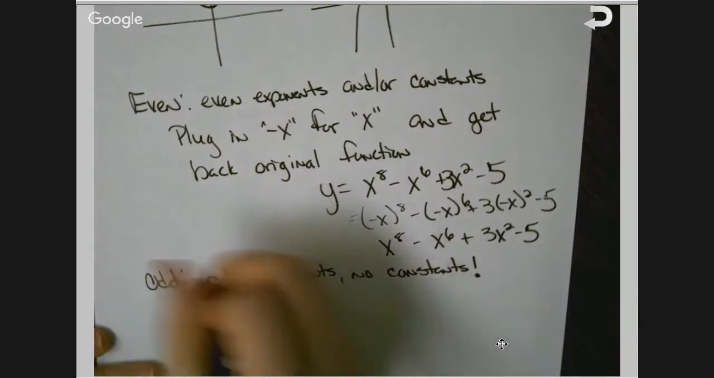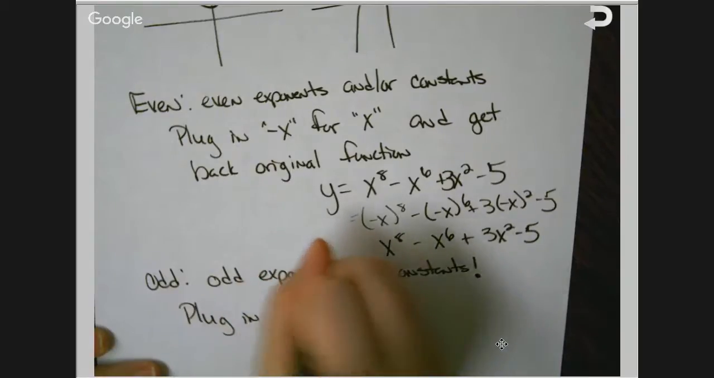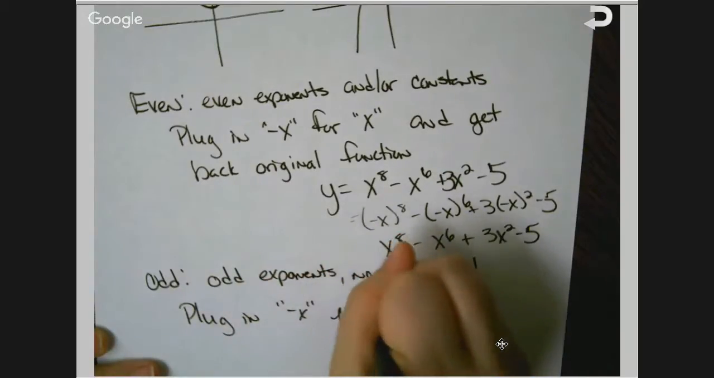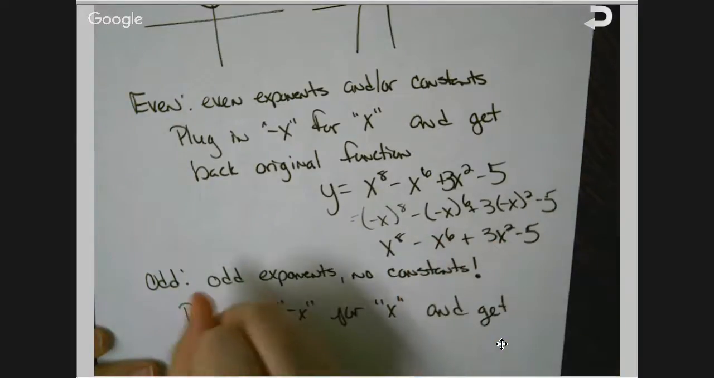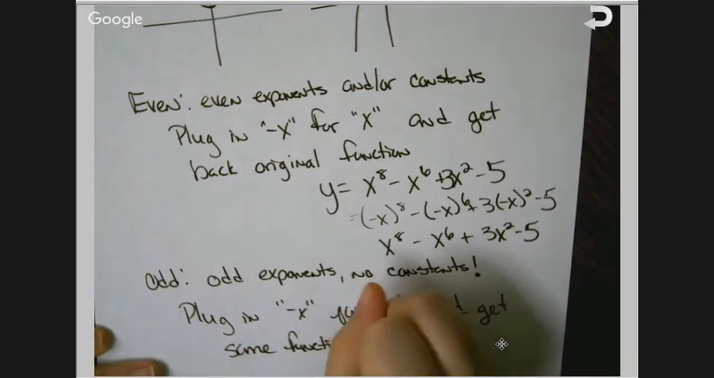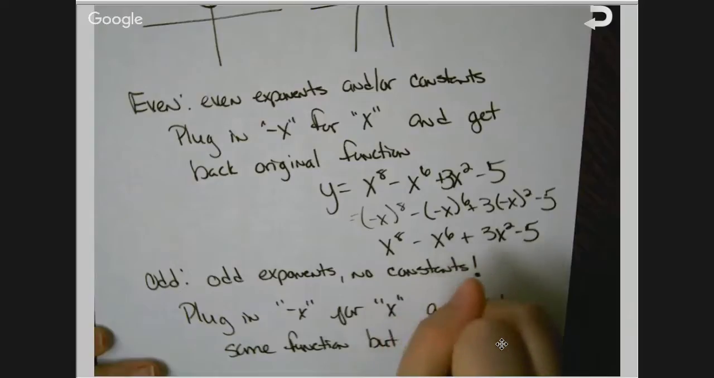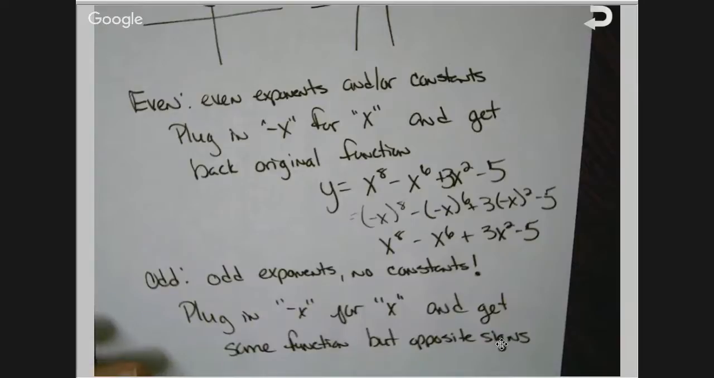You're going to do the same thing. You're going to plug in negative x for every x and get the same function but with opposite signs. So every sign will change. If every sign does not change, if only one sign changes, then it doesn't fulfill either requirement and it's neither.